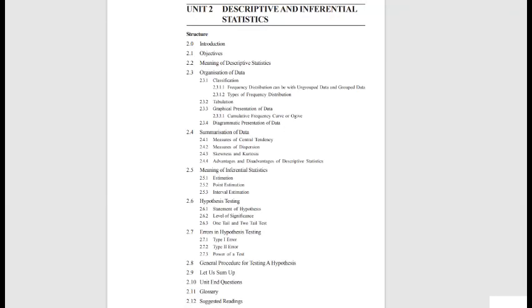We'll start with Unit 2 today. As you would have seen, I've shared a lot of photos in the group in the last 5-10 minutes. Majorly we are going to do descriptive statistics, organization of data, and a little bit of summarization of data, especially measures of central tendency. And then we'll go to the next, because there's a lot to understand in the photos that I have shared.